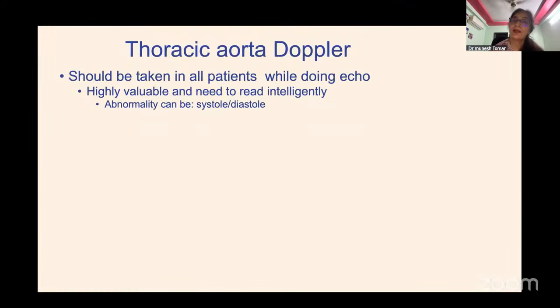So thoracic aorta Doppler should be taken in all patients while doing echo. We should know whether it is pediatric or adult. This is very simple, just a few seconds you take. You can't miss the aorta. You should put a Doppler there, pulse wave Doppler.